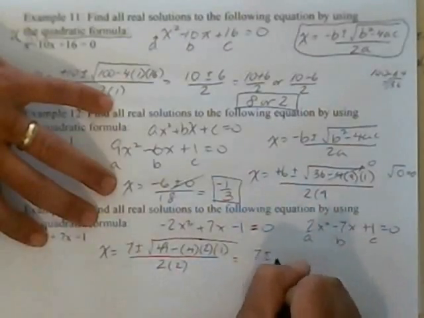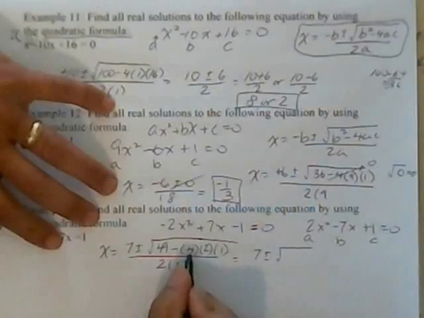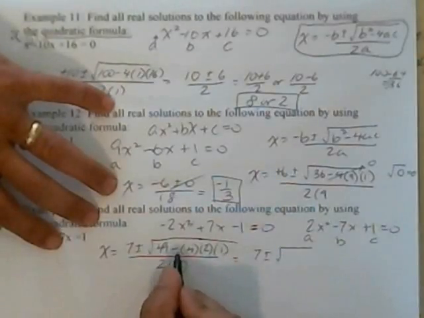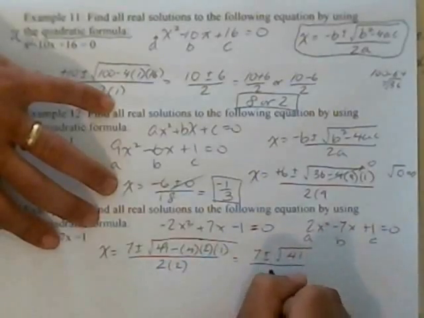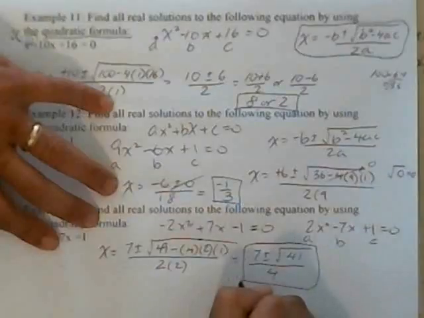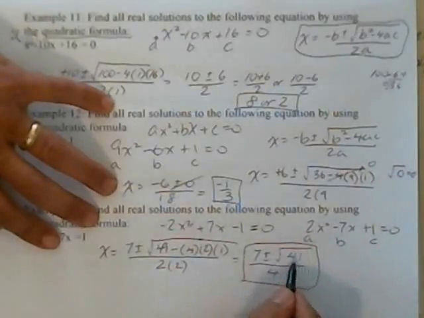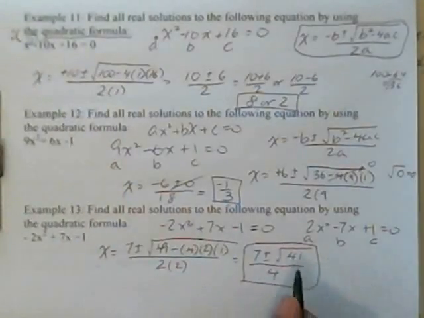Equals 7 plus or minus the square root of, I'm going to do this out, 4 times 2 times 1 is 8, 49 minus 8 is the square root of 41, all over 4. Sometimes you can simplify that radical, but I know that 41 is a prime number. It's not factorable. There are no factors except for 41 and 1, so it's a prime number. Therefore, this is our final solution. Sometimes if you want to reduce that radical, you can. Sometimes it'll cancel out.